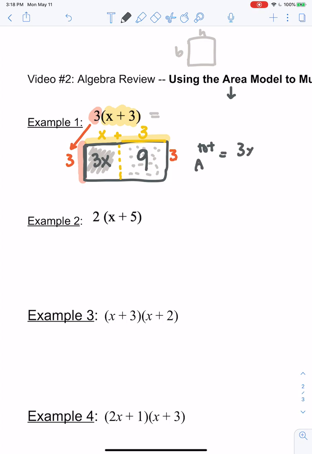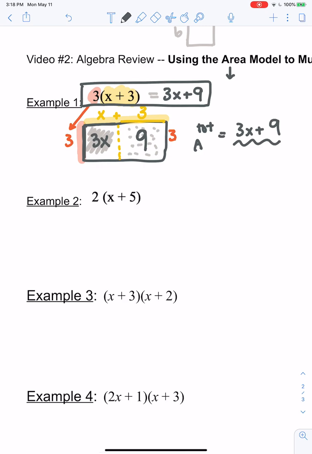Then that total area would be adding them together. So 3x plus 9. Remember from the previous video that we can't actually add these two numbers together because they're not like terms. So this total area is actually equal to what this expression is equal to. So 3 times x plus 3 is equal to 3x plus 9. So we'll do a couple more examples.